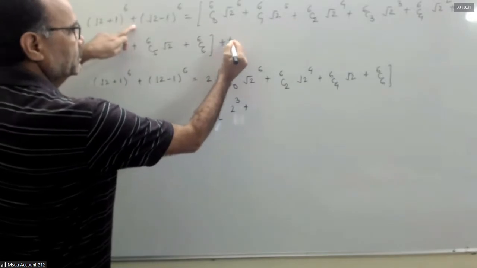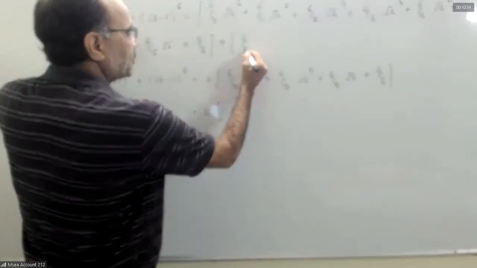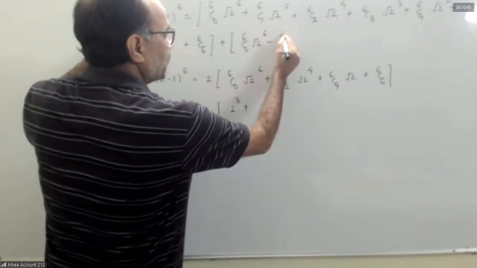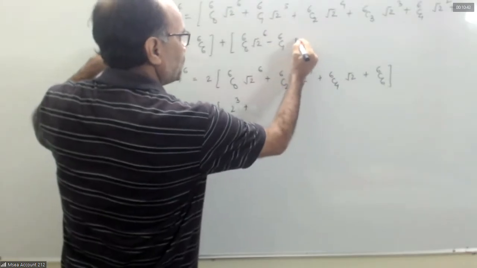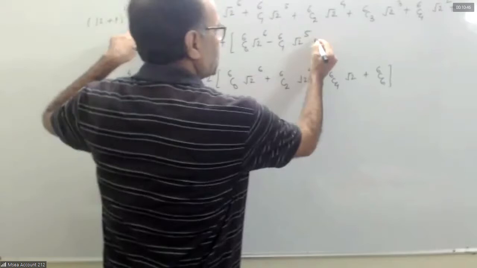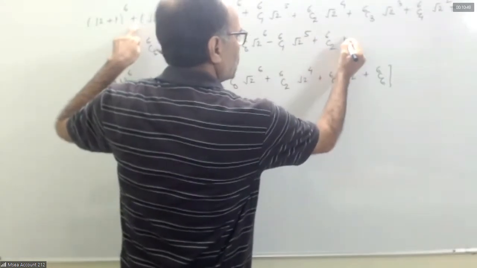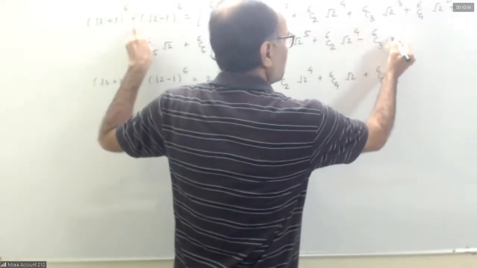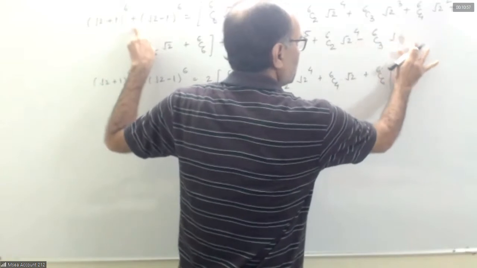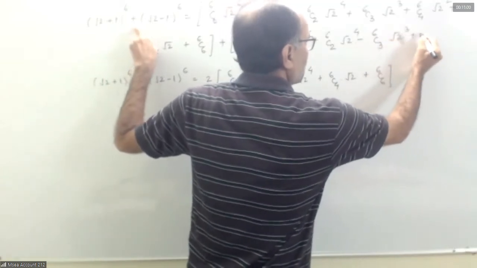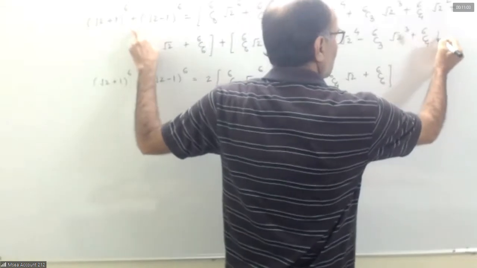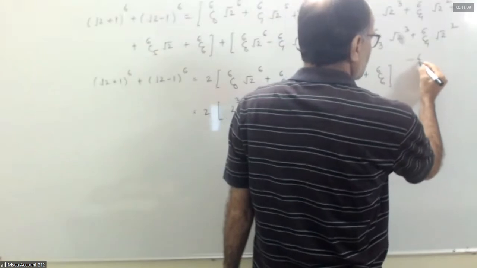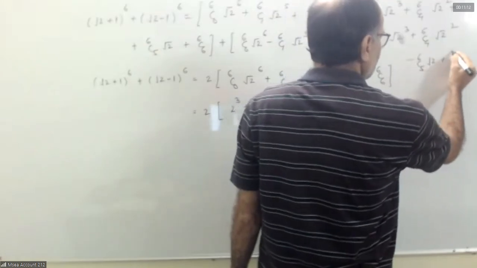I've written here plus 6c0 root 2 to the power 6 minus 6c1 root 2 to the power 5 plus 6c2 root 2 to the power 4 minus 6c3 root 2 to the power 3 plus 6c4 root 2 square minus 6c5 root 2 plus 6c6.